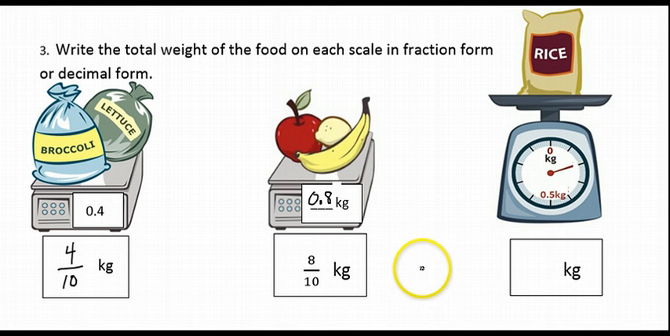And finally, I have some rice. You can see on the scale that the 0 is at the top, 5/10 is at the bottom. There are 5 sections that go around the side. So each of these sections would be 1/10 of a kilogram. So the scale reads 1/10, 2/10. So the rice weighs 2/10 of a kilogram, and to write that as a fraction, we would write 2/10.